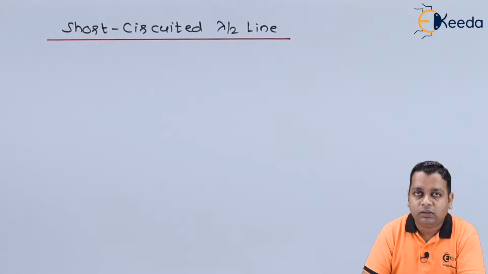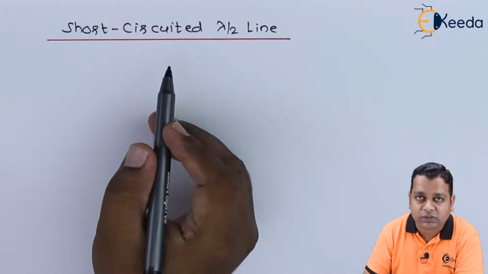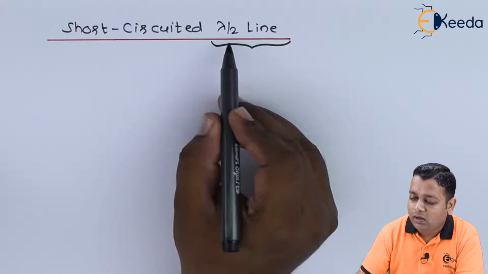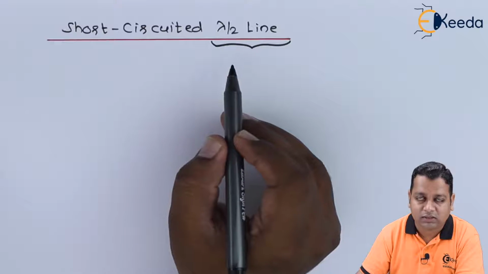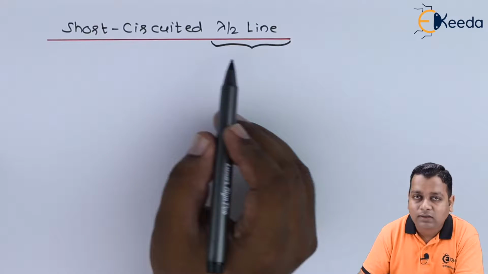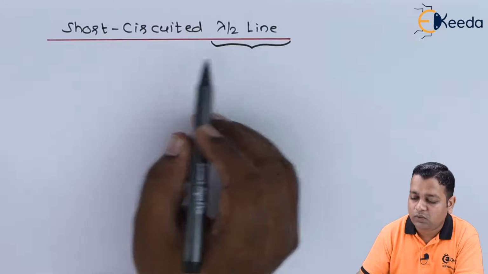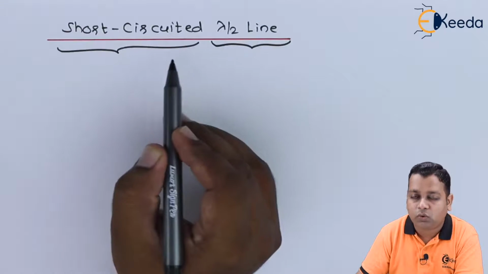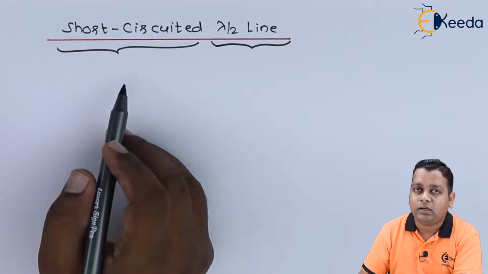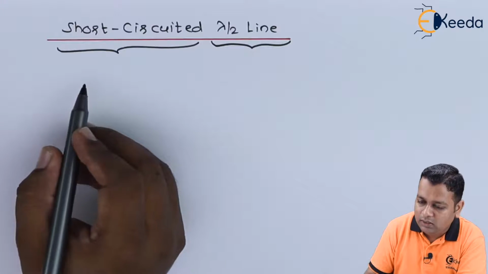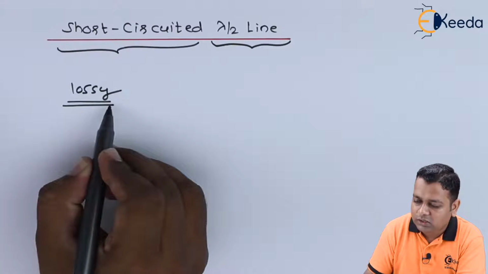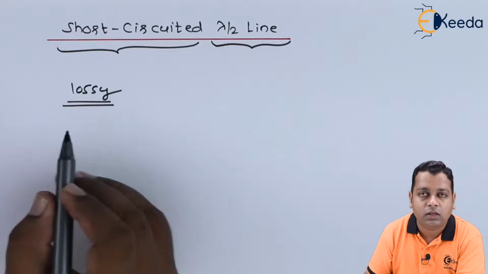In this particular topic we shall have a transmission line with a limited length of lambda by 2, where lambda is the wavelength, a measurement in meters. At the end we shall have a termination made by short circuiting it, hence the name short circuited lambda by 2 line. The transmission line considered here is of lossy type. So in the lossy transmission line we have the section of lambda by 2 line here.